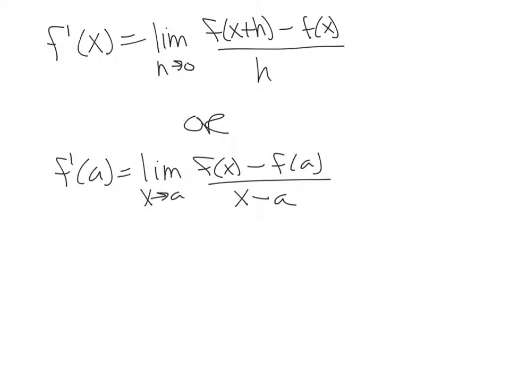And we talked about that in the past. We said, well, the difference quotient is the slope of the secant line, and when we take the limit as h goes to 0, that gives us the slope of the tangent line. So notice that this gives us a formula for f prime of x.